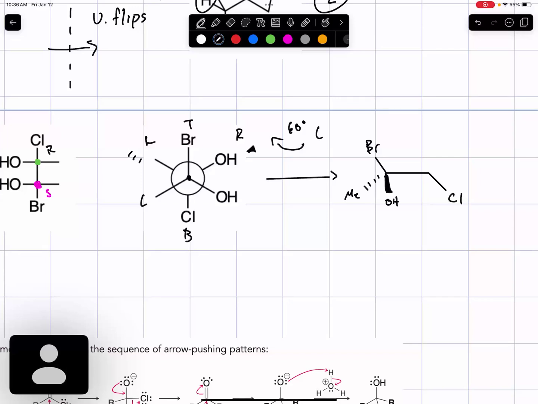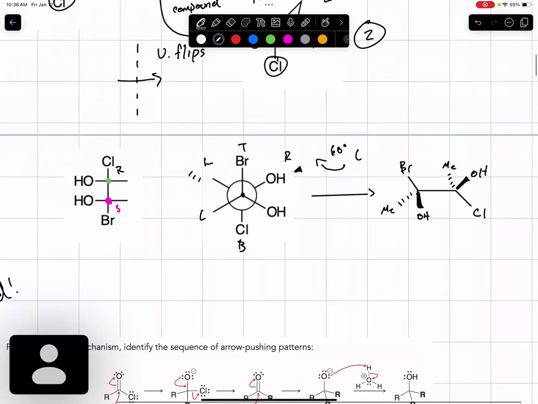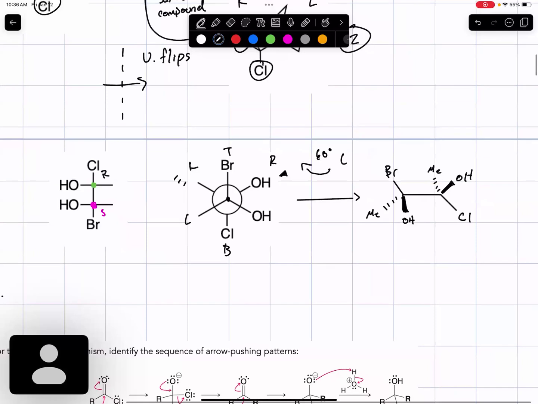Same thing on the back carbon. This would be our methyl. And this would be our hydroxyl. Cool? Cool. So we can immediately say that these have the same amount of carbons, the same amount of hydrogens, the same amount of heteroatoms, and they are connected the same. It's bromine, methyl, alcohol, and methyl alcohol chlorine on both stereocenters, right? Okay, so now all we have to do is assign.